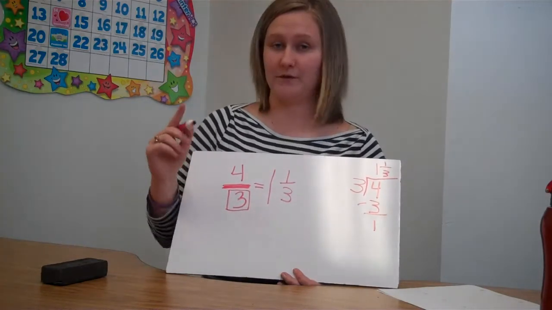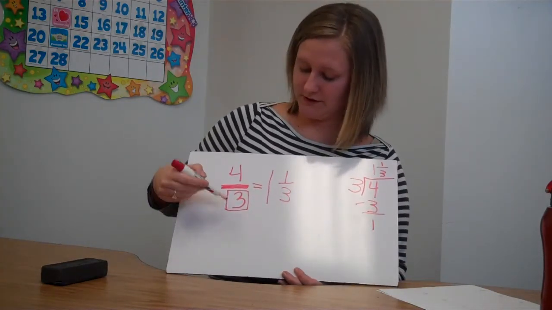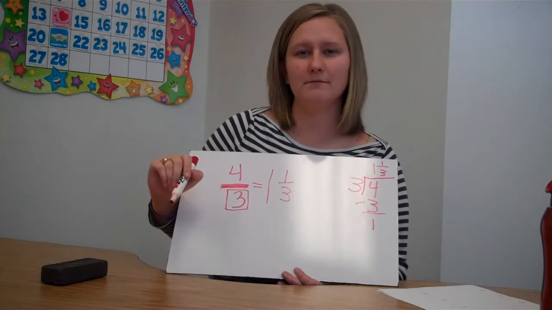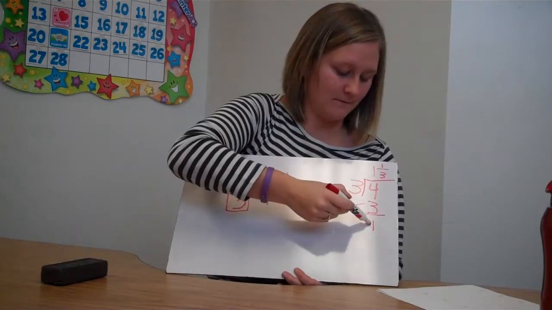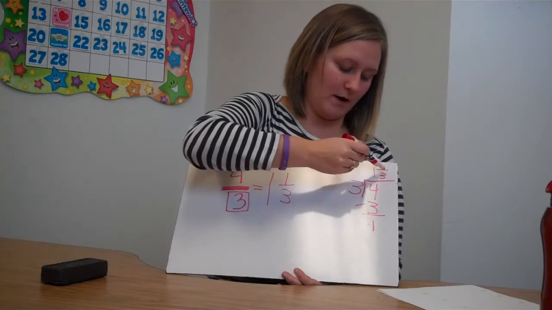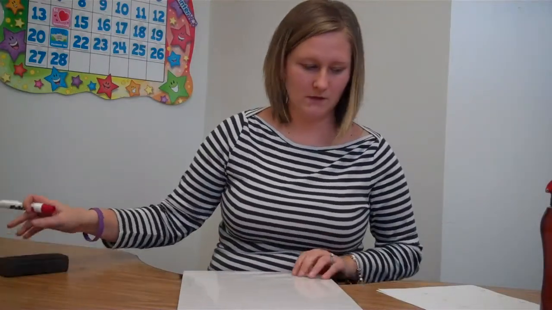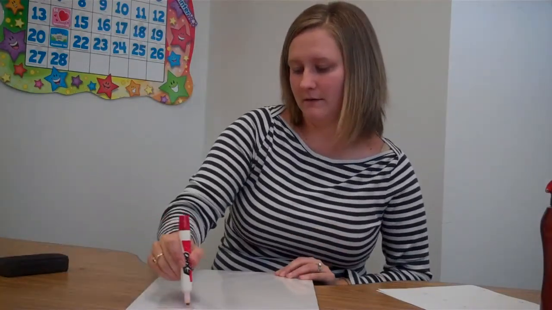Okay, so again, I'm going to review this. You ask yourself, how many times does 3 go into 4? It only goes in one time with 1 left over. So it would be 1 1/3. The denominator stays the same. Okay, the next one that we're going to do is 14/3.